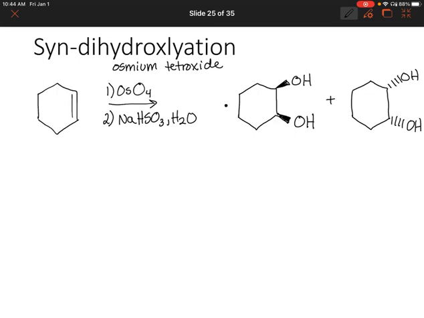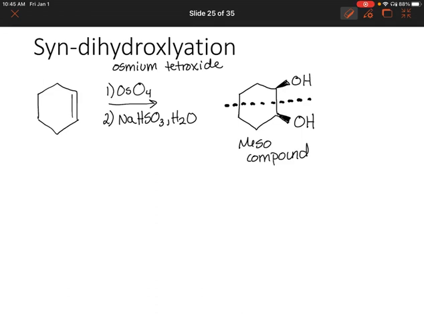Or the other way to view this is that there is a plane of symmetry. So this is actually a meso compound. So in this situation, we don't have enantiomers that form. We just have one compound.